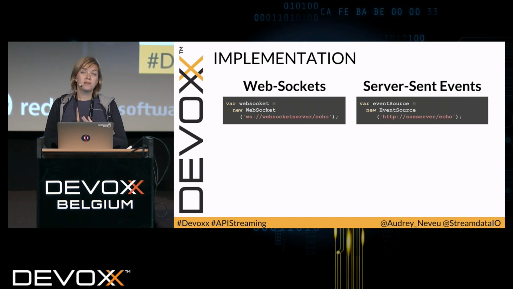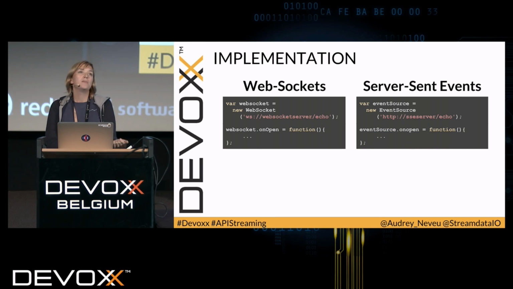Looking at implementations, they are quite similar. To open a WebSocket, we are going to create a WebSocket object and pass the URL of the API we want to stream with a WS prefix as a parameter. To open a server-sent event connection, we are going to create an EventSource object and pass the API as a parameter too.